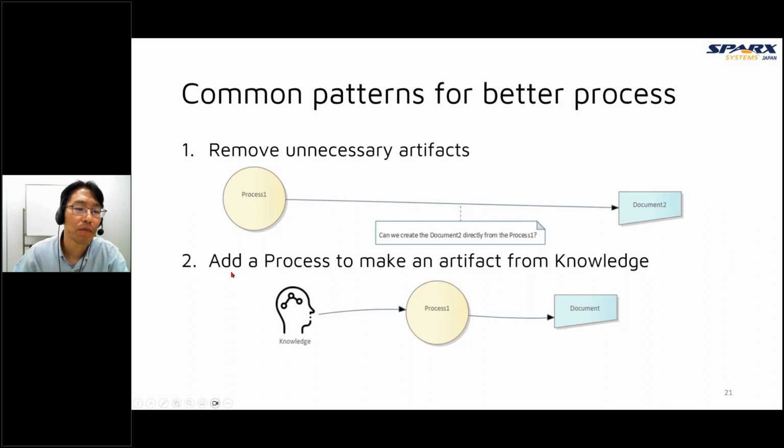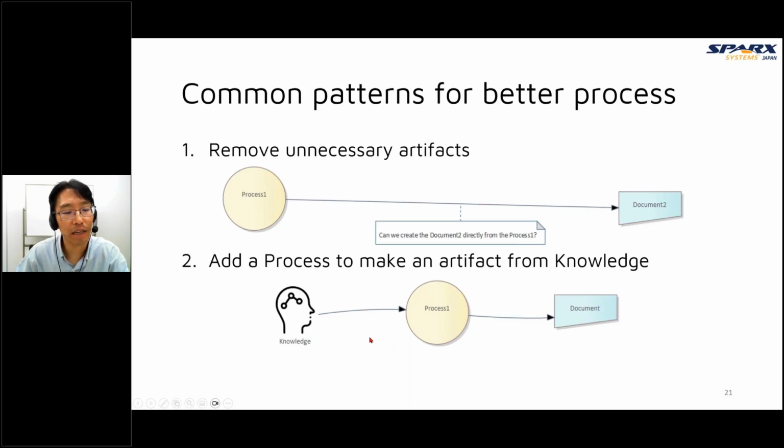Number two, add a process to make an artifact from knowledge. So in this case, this process one creates this document, but it requires knowledge. It's undocumented. It's in someone's head. So in this case, if this person is absent, we cannot start this process. That means we cannot create this document.